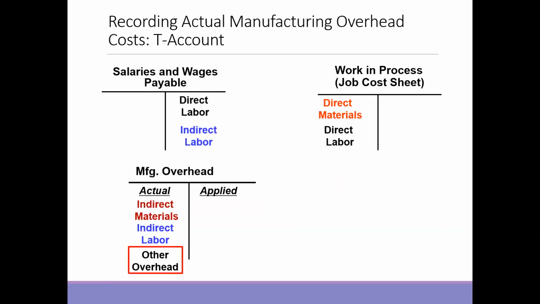Then you see the account, the salaries and wages payable, has a combination of direct and indirect labor. The work in process right now has a combination of direct materials and direct labor. And the manufacturing overhead right now that we've already discussed has the indirect materials and indirect labor. Other items will flow in here, but that's what we've discussed with you right now. These are actual costs, right?